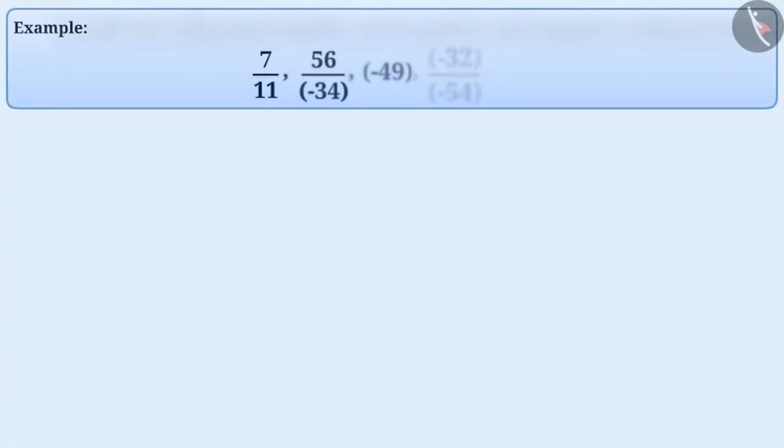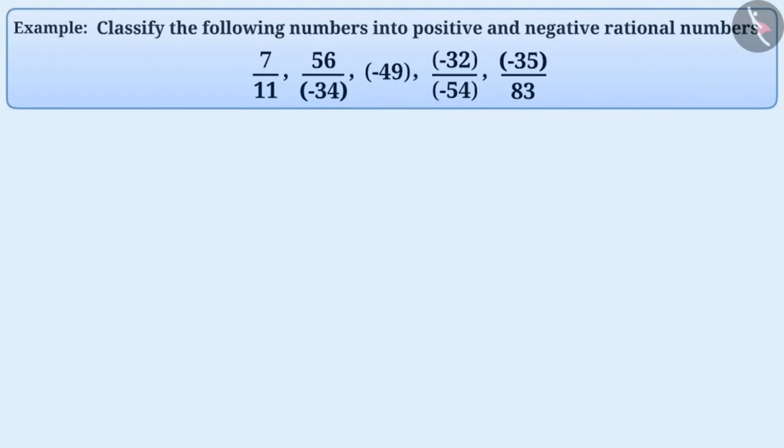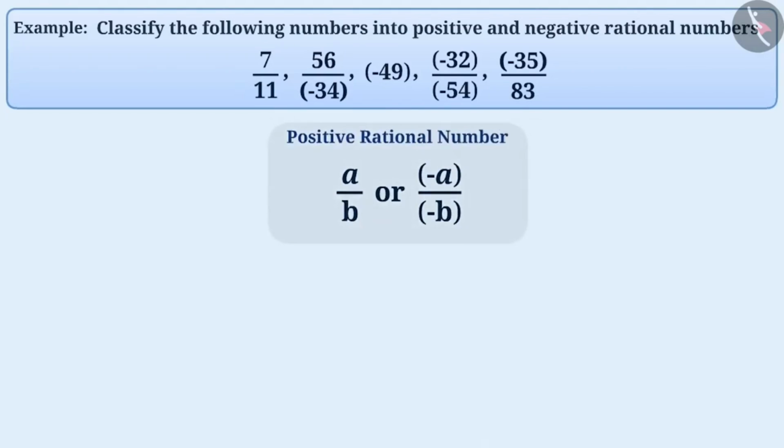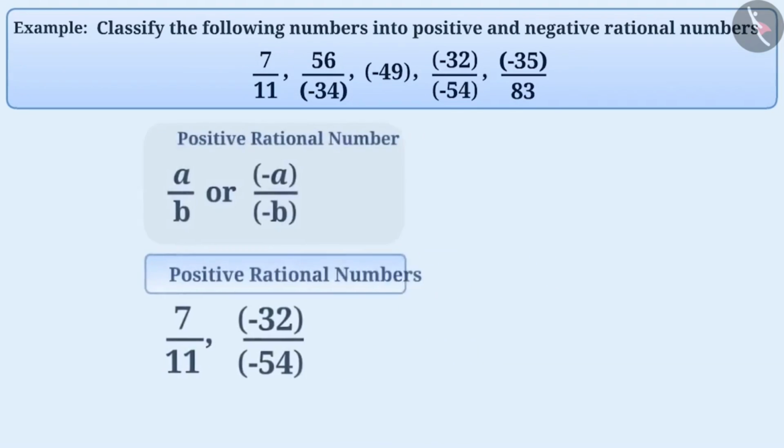Example 3. Classify the following numbers into positive and negative rational numbers. As we have learned, if both the numerator and denominator of a rational number are positive integers or negative integers, then it is called a positive rational number. Here, 7 by 11 and minus 32 by minus 54 are positive rational numbers.